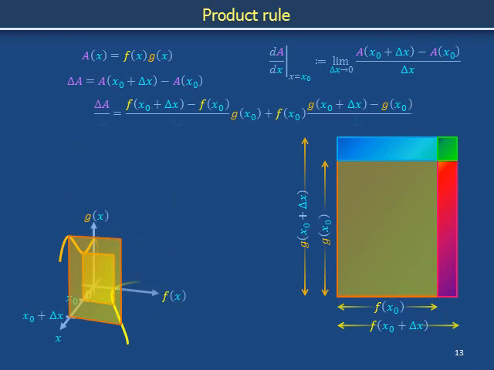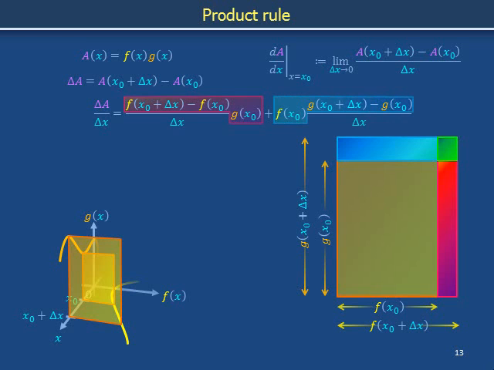Delta A is then roughly just the area of the magenta rectangle with width f on x naught plus delta x minus f on x naught and height equal to g on x naught, plus the area of the blue rectangle with width f on x naught and height g on x naught plus delta x minus g on x naught. Divide everything by delta x.